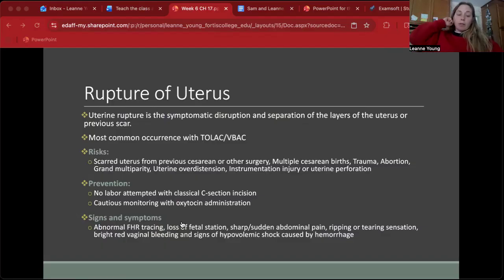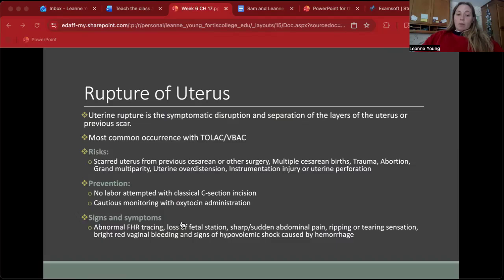Okay, cautious monitoring with oxytocin administration, because if we have too many contractions, that can cause a tired uterus. It can lead to uterine rupture. Signs and symptoms of a uterine rupture: you guys need to star, circle, highlight, do whatever you need to do, but you need to know this information.